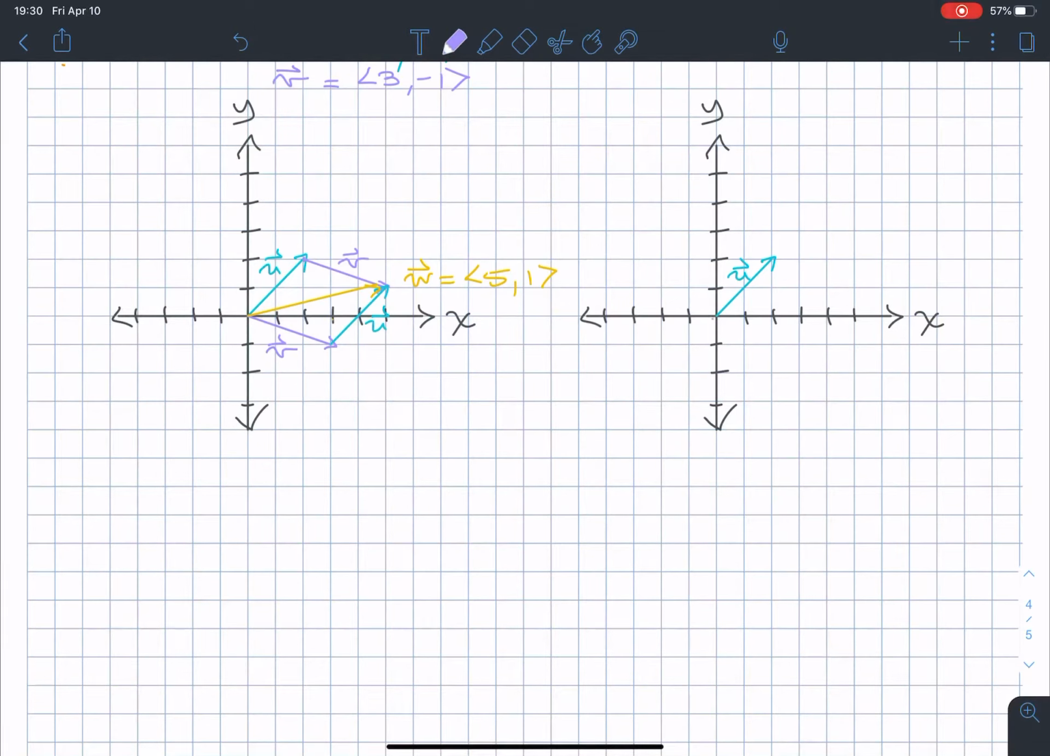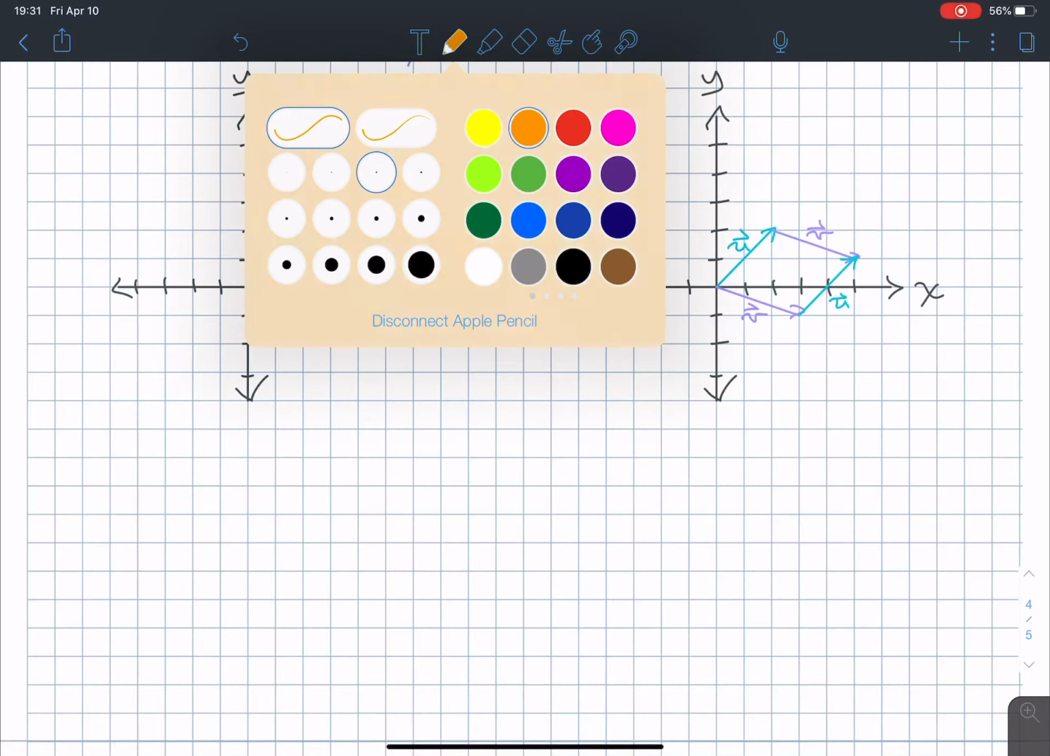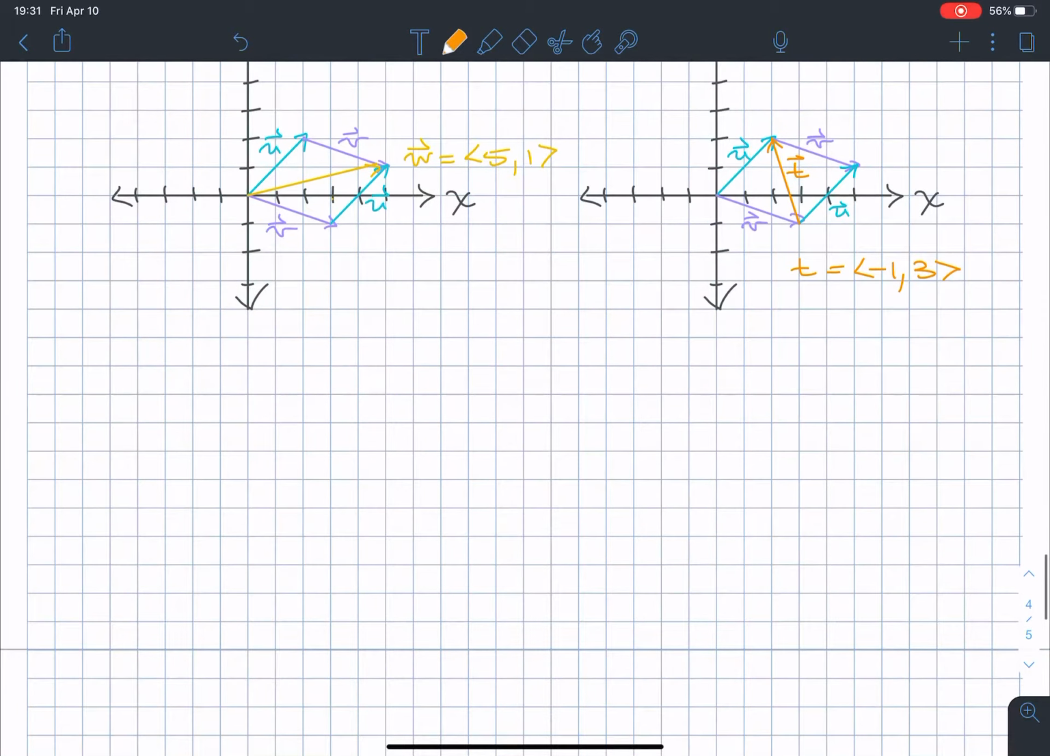Vector v is to the right 3, down 1. This is v, but I'm going to once again do v from the tip of u to the right 3, down 1. This is also vector v. And u finalized right here, u, there we are. So we've got our parallelogram, but this time I'm going to look at the alternate diagonal, pointing to u. Call that t. So according to this, t goes to the left 1 and up 3 from its initial point to its terminal point.